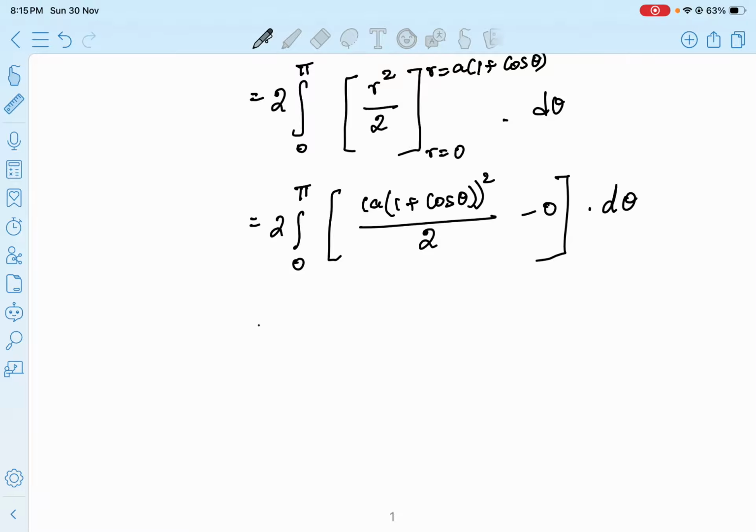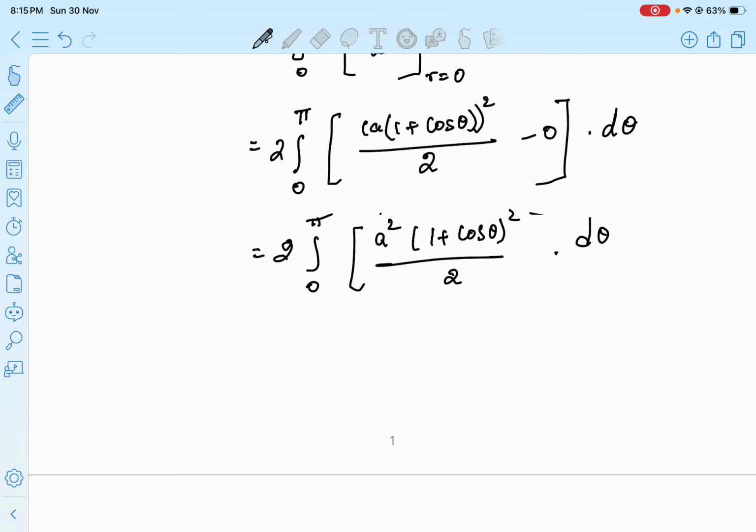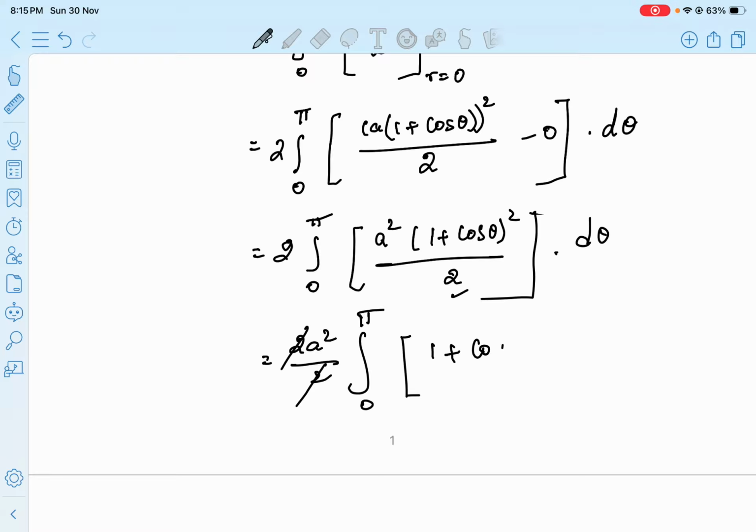Okay. So we have, I am going to take 2 integral 0 to pi. Here we can write a square 1 plus cos theta the whole square by 2 into d theta. So I am going to take this a and this 2 outside. So it will become 2a square by 2 integral 0 to pi. These 2's will get cancelled, and the remaining term we have is 1 plus cos theta the whole square, which is in the form of a plus b the whole square, right? It is in the form of a plus b the whole square.